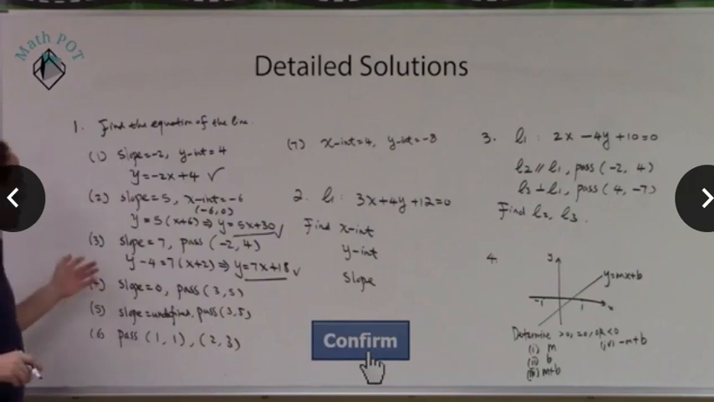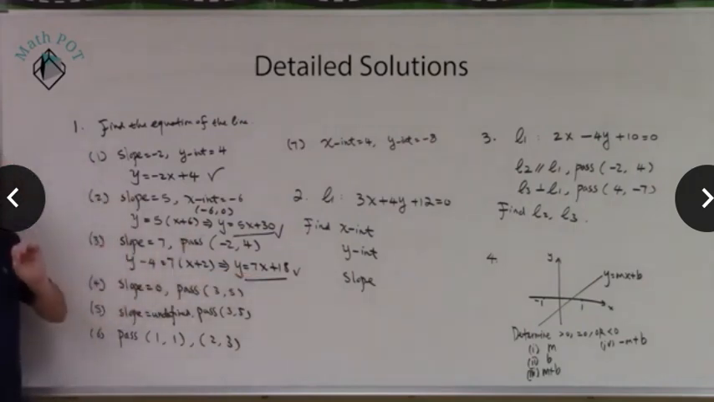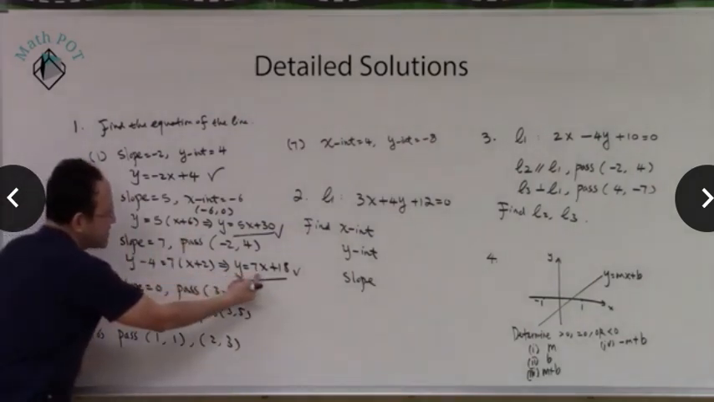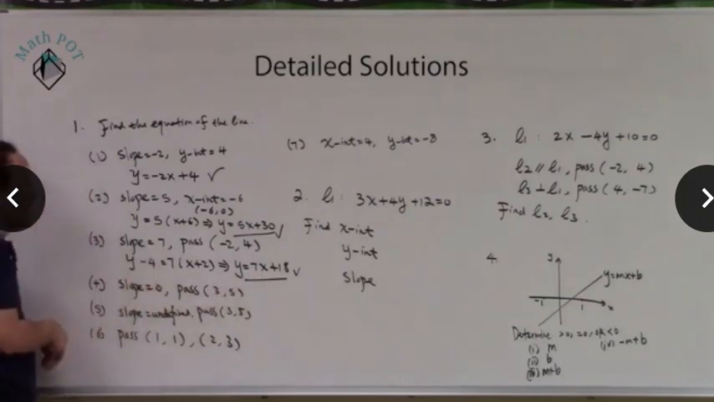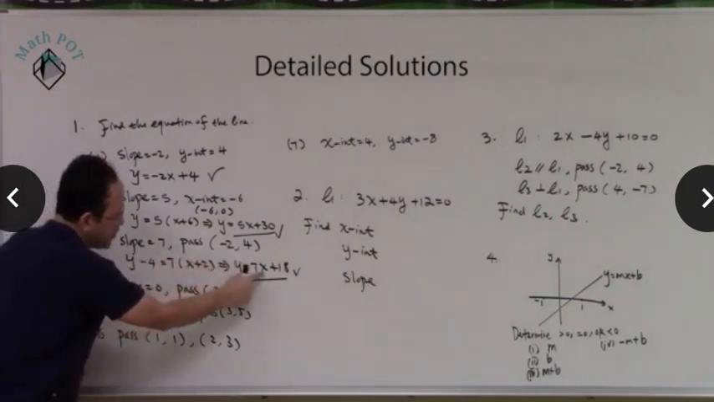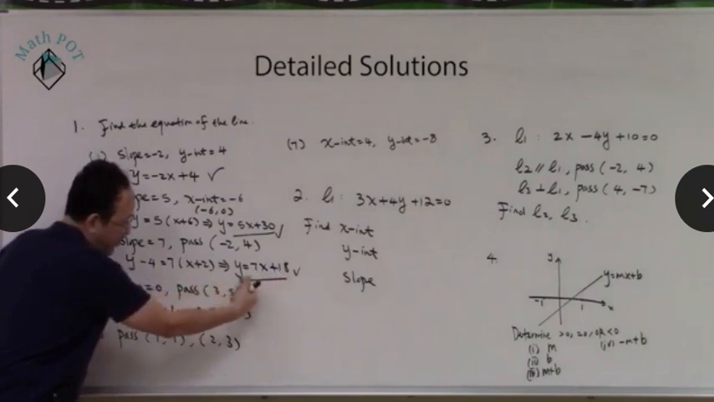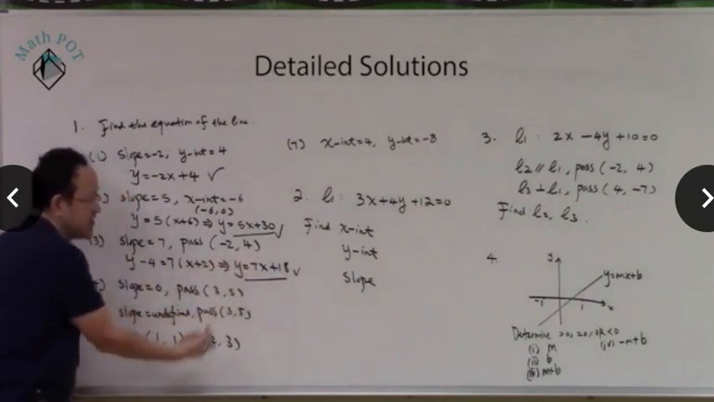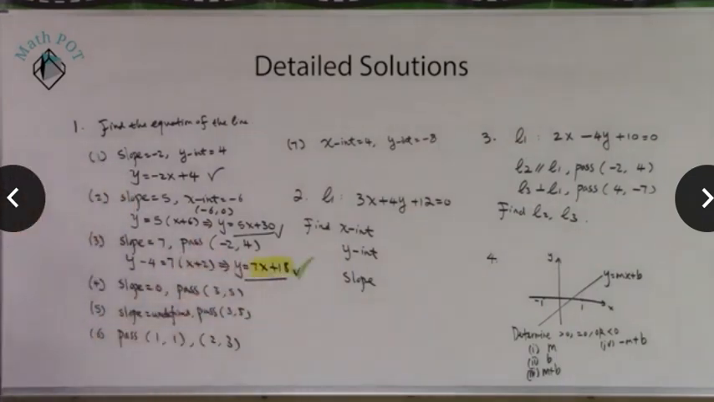Quickly confirm. We already changed this one to slope-intercept form, so the number before x is the slope. Passing through this point, set x equals -2, and this side gives us 4. That means y equals 4. It satisfies this condition, so the final answer must be right.